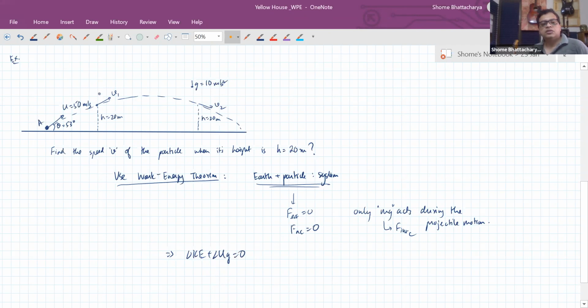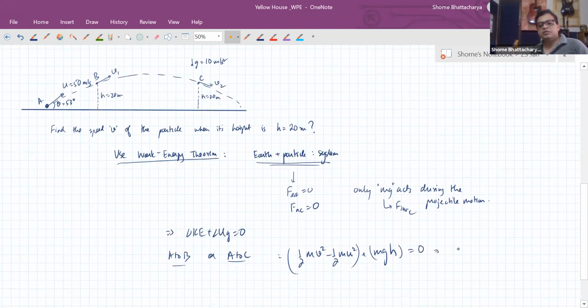Let's say this is B and this point is C. If we apply A to B or A to C, whichever one we apply, we get the relation that half mv square minus half mu square plus mgh. This is the change in kinetic energy. This is the change in potential energy. That should be zero. So our relation here becomes that v square is equal to u square minus 2gh. So v is equal to square root of u square minus 2gh.